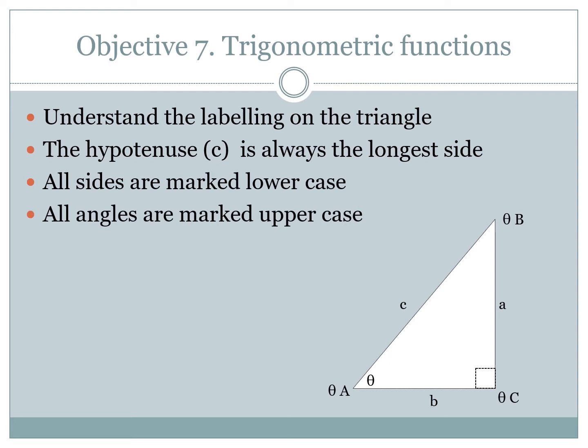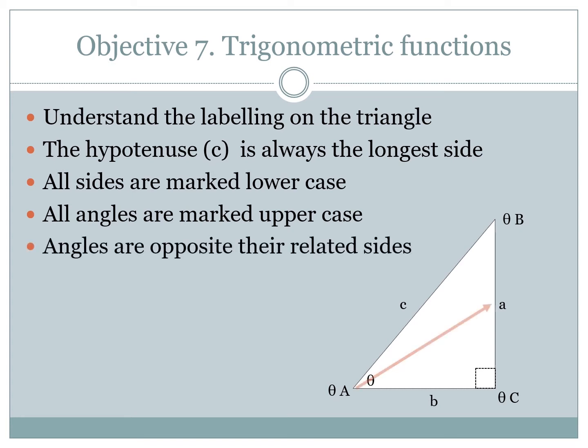Now, one thing we should understand is that the angles are always going to be opposite the related sides. So angle A is opposite side A, angle B is opposite side B, and angle C, which is our right angle, is always opposite side C, or our hypotenuse.